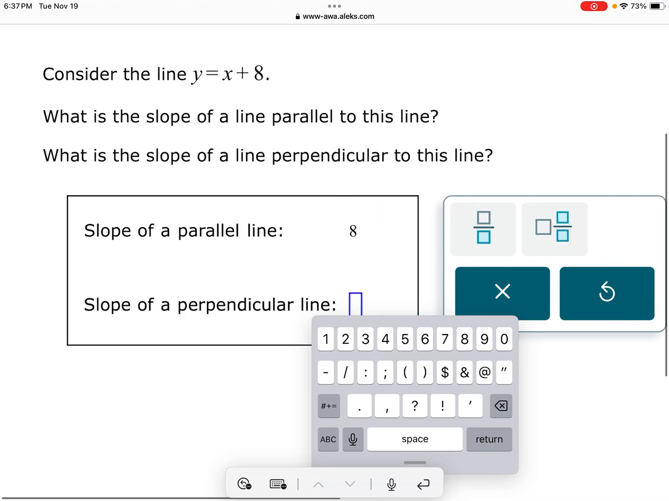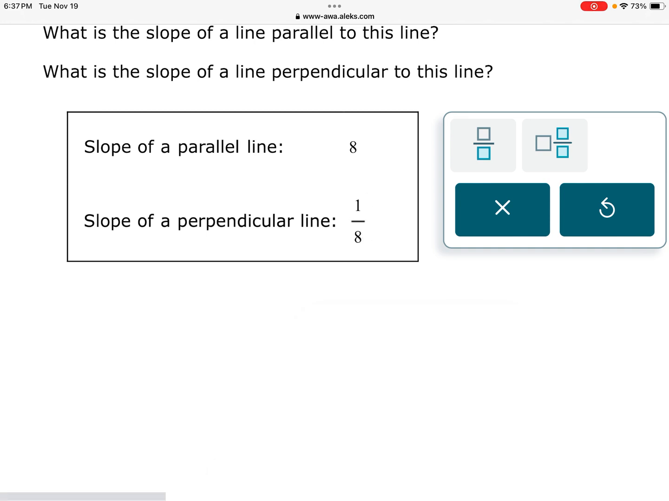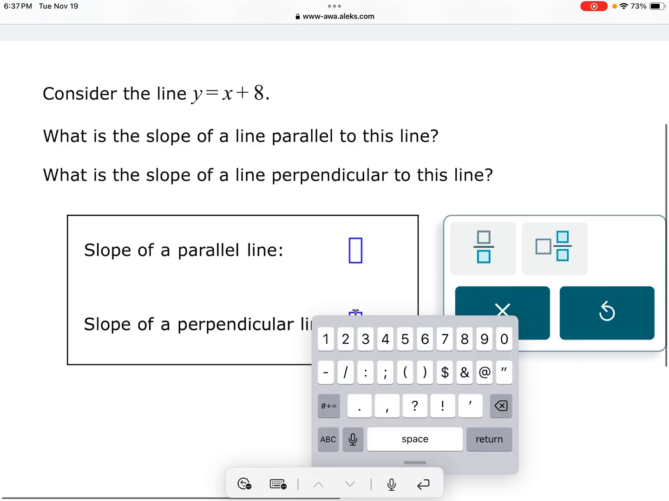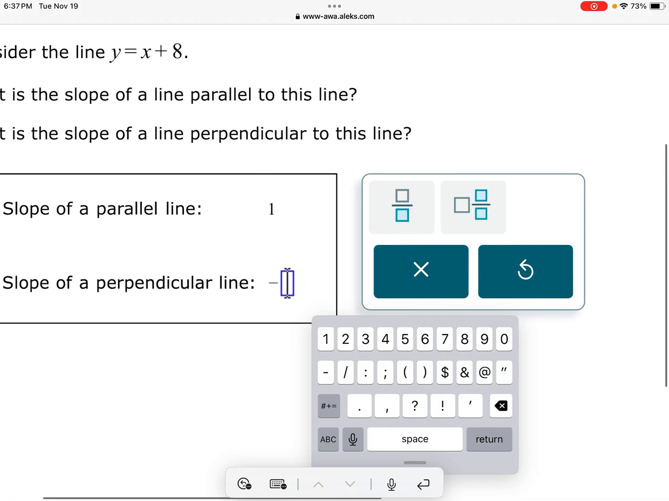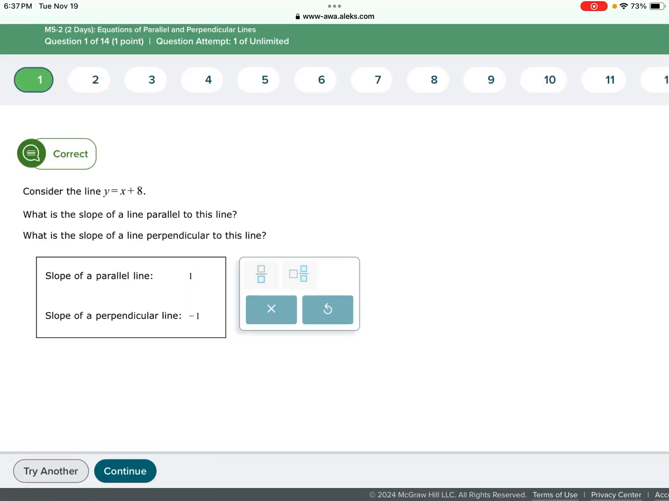Slope of 8. And then remember, perpendicular line, it's going to flip it over a fraction. So 1/8, and then it has to be opposite. Sorry. Not 8. Don't make that silly mistake. The slope is the number in front of the x. So the slope is 1. If you flip 1 over a fraction, guess what it becomes? 1, but it has to be negative. Okay? So those would be your two answers for that question. Check my answer. Boom, there I'm good.